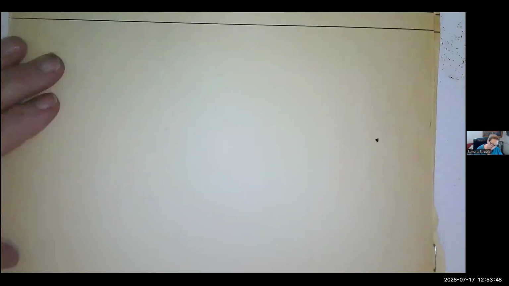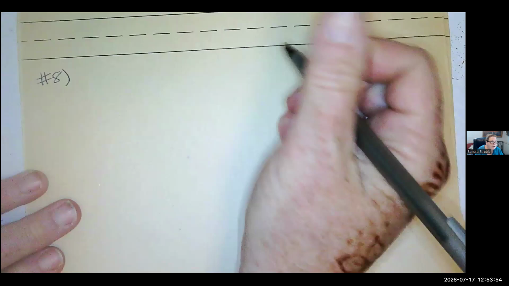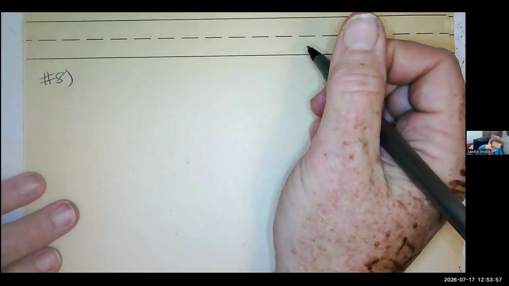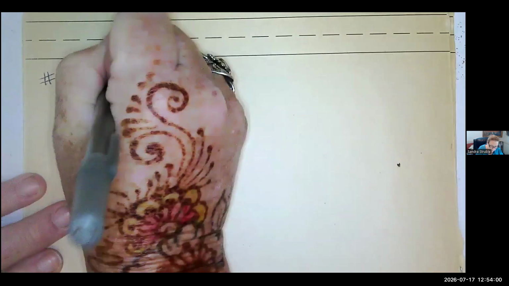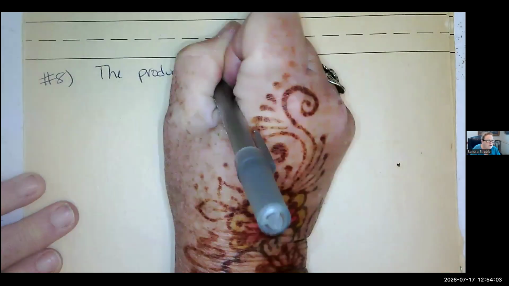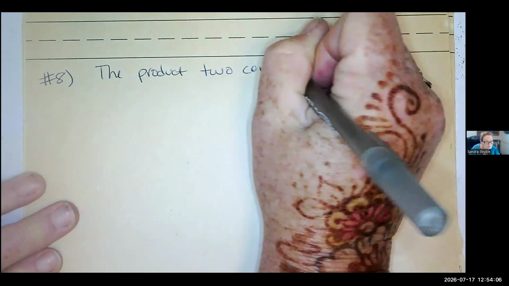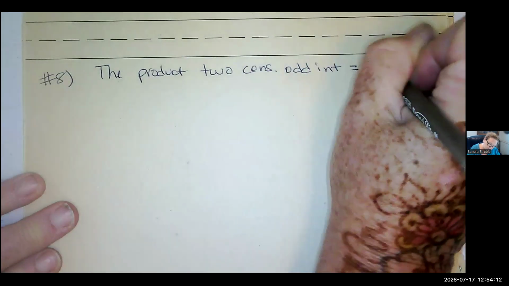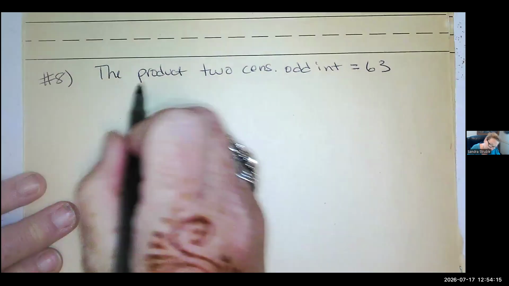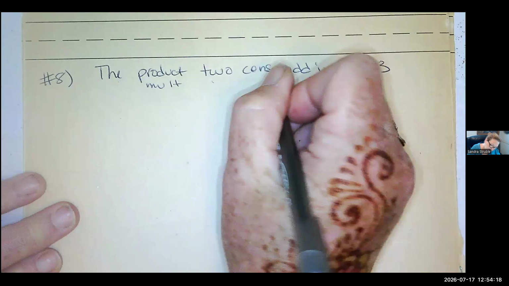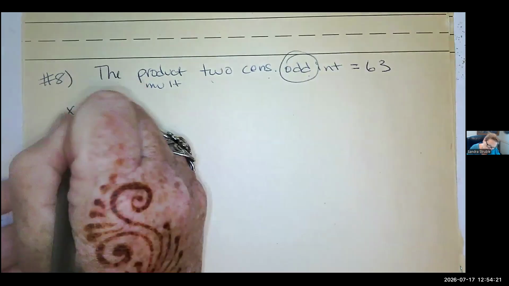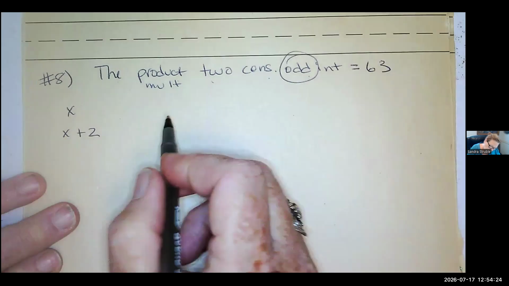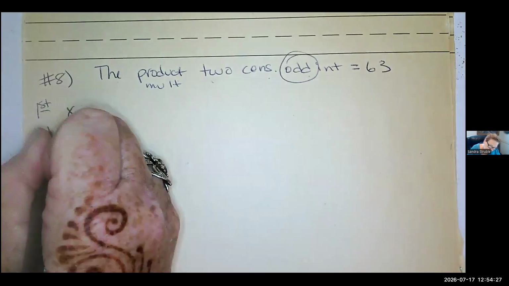Okay, number 8. The product of 2 consecutive odd integers is 63. We have to find the 2 integers. All right, product means multiply. 2 consecutive odd means we've got x and x plus 2. So that's our first one and our second one. We're going to multiply the 2 to give us 63.